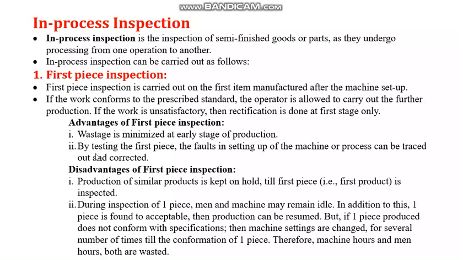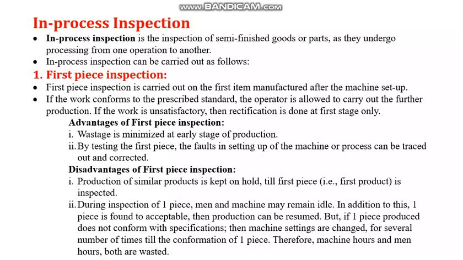The wastage is minimized at the early stage of production. This is one advantage. Then second is, by testing the first piece, the faults in setting up the machine or the process can be traced out and corrected. So these are the advantages, but there are disadvantages. The first disadvantage is that production of similar parts is kept on hold till the first piece is inspected. The first piece you make and it is inspected, and a decision is made whether to accept or not accept. If it is taking time, all the production comes to a standstill.